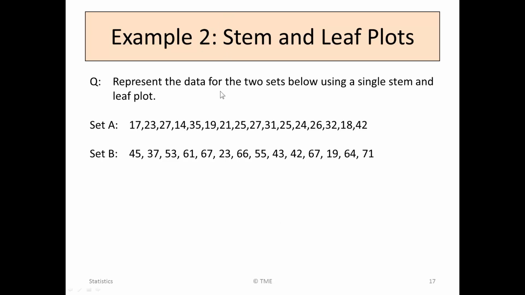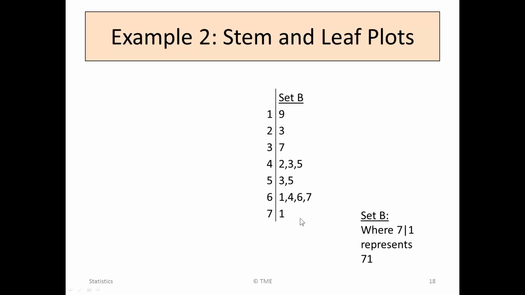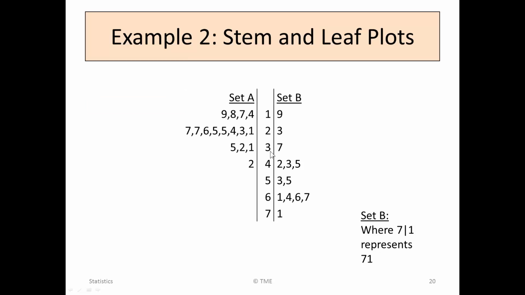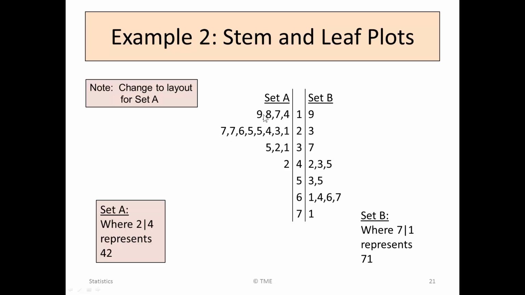Example 2. Represent the data for the two sets of data using a single stem and leaf plot. We're going to use the same data for set A and set B as before. For set B, this is what we got: 1, 9, 2, 3, and we had a graph like this, where 7, 1 represented 71. But to put the two graphs together, we share the 10 slot, because we had numbers in the 10s and the 20s and the 30s for set A as well. Now we can impose set A on top of it as well. So 1, 4 for 14, 1, 7 for 17, 1, 8 for 18.